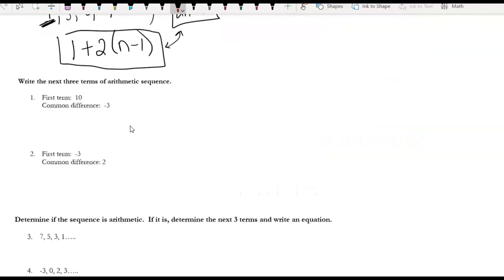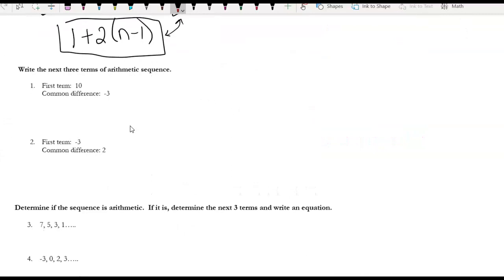All right, let's go ahead and do some problems. It says write the next 3 terms of the sequence. My first term is 10, so I need to fill in 3 blanks. And each time it's telling me to subtract 3. So 10 minus 3 is 7. Minus 3 is 4. Minus 3 is 1. And that's it.